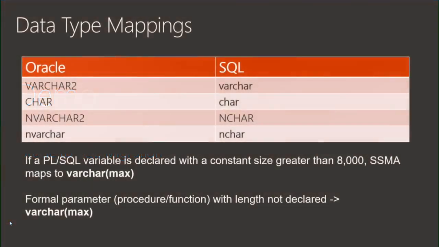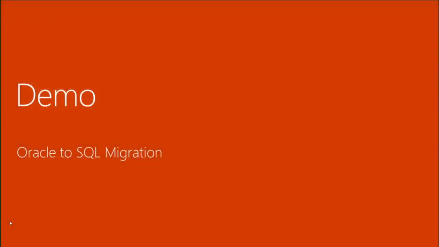Now, next is varchar. Again, varchar2 and character data and varchar, they all map pretty well with SQL here. But two things to note, which I've put down as a note there. If a PL/SQL variable is declared with a constant size greater than 8,000, SSMA maps it to varchar max. That's one thing. The other one is formal parameter. If you have a stored procedure which takes varchar as input parameter and does not specify a length, then SSMA would convert it again to varchar max. Now, varchar max, what do you make out of it? Is it acceptable to you that you have all your stored procedures, for example, taking varchar instead of a fixed length, you accept max? Max means you can go up to 2 GB.